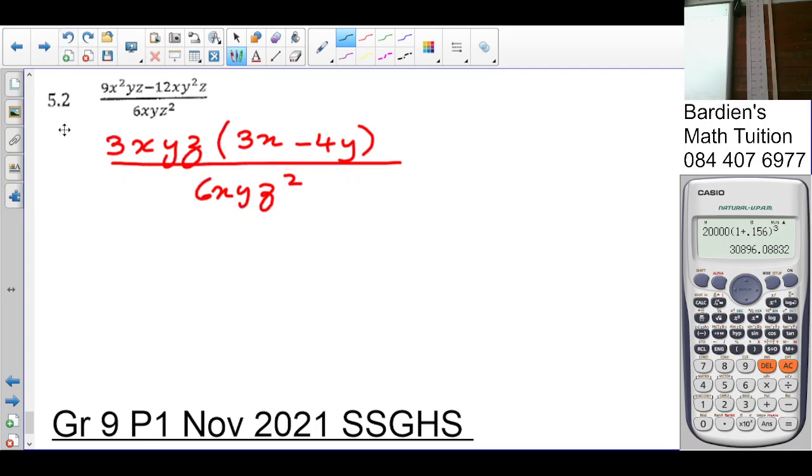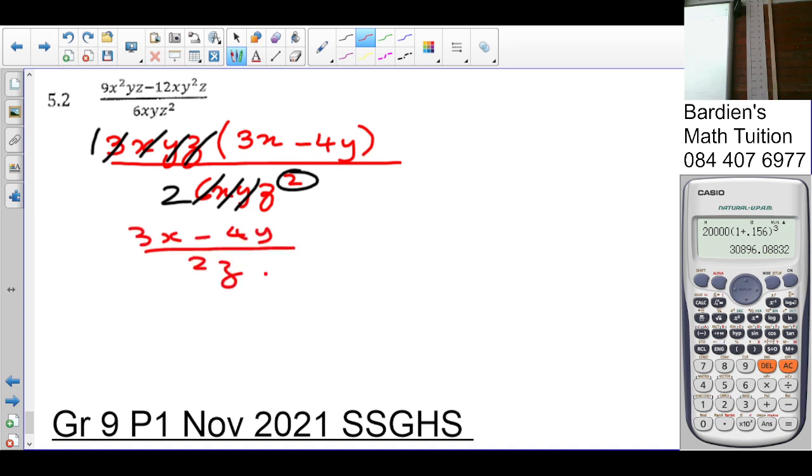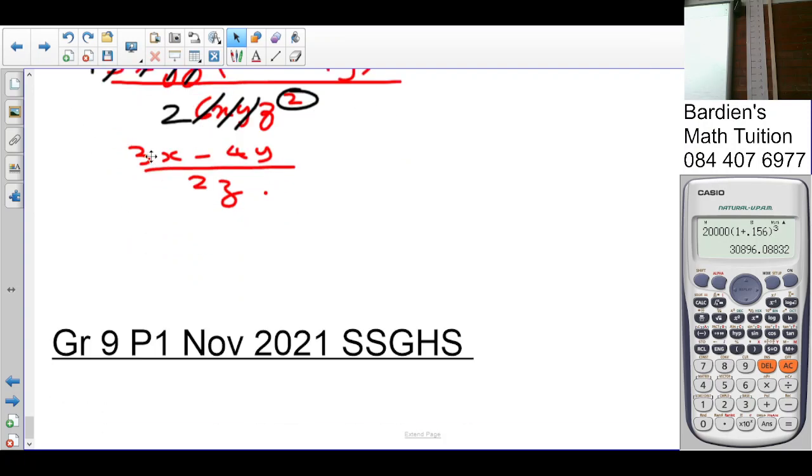Then 3 goes into 3 once, 3 goes into 6 twice, the x's cancel, the y's cancel, and of course there are more z's in the denominator. So this could be written as 3x minus 4y all over 2z. That is an equivalent answer to what we just had. Both you'll get a full mark for.